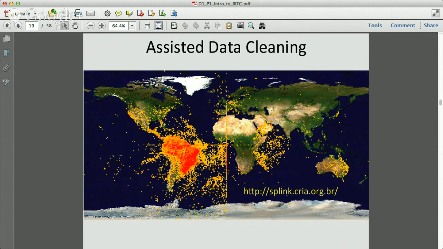Even so, biodiversity data can be dirty. So look at this map. This shows you a heat map, essentially a concentration of records. And you can see this is from a Brazilian project called Species Link. You can see huge numbers of data points concentrated within Brazil. But then you can also see this vertical line passing through London and a horizontal line passing along the equator. What's happening there?